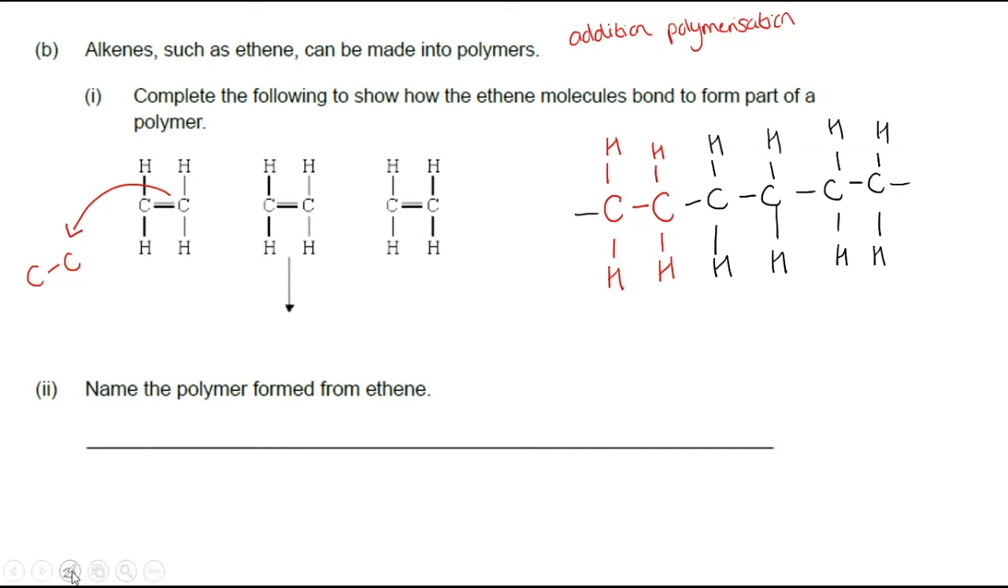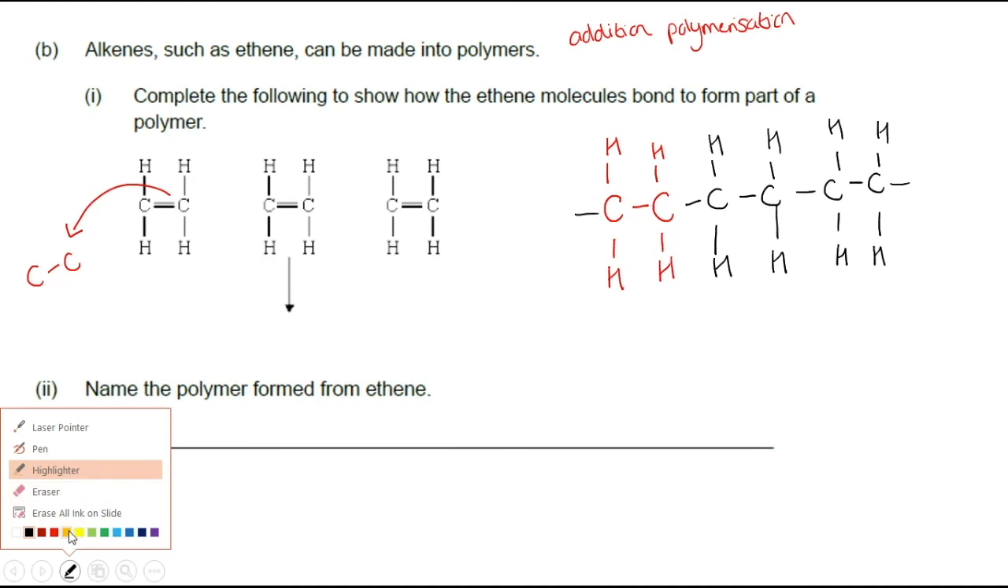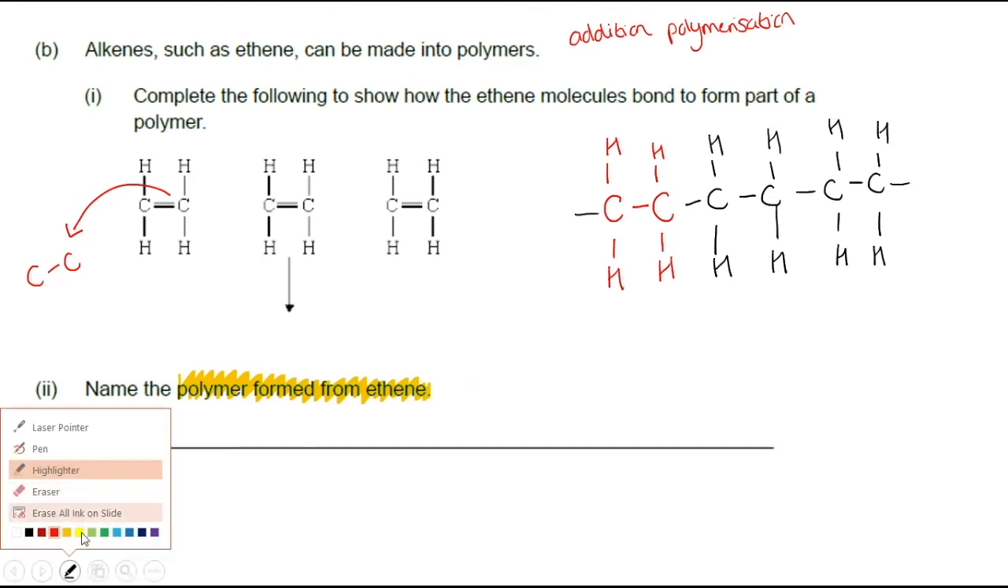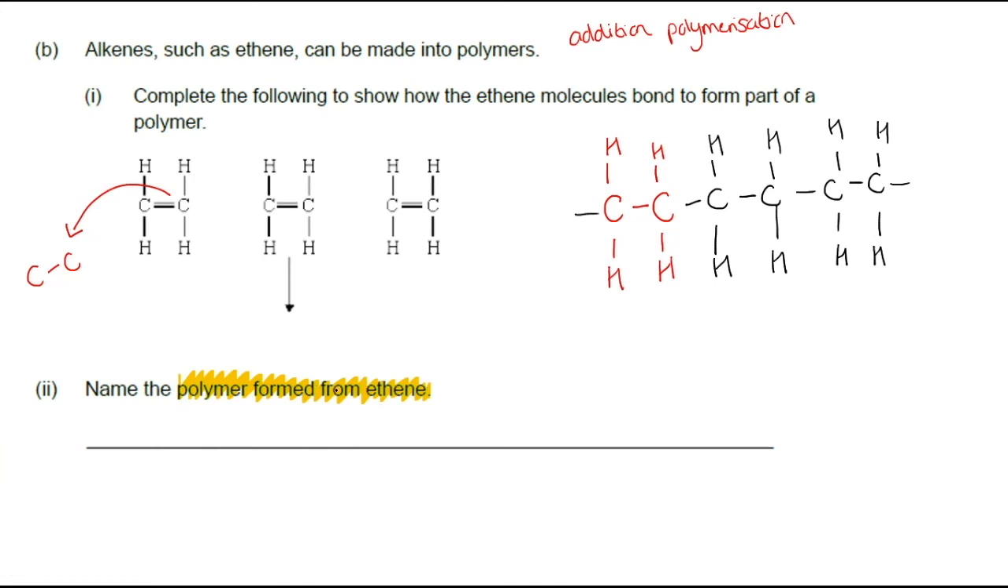Now, the next part of the question says, name the polymer formed from ethene. So remember, because it's repeated, it's poly. And because it's from ethene, remember, if we have broken down the double bond, it's now an ane. And because it's from ethene with the 2 carbons originally, it's going to be polyethene.